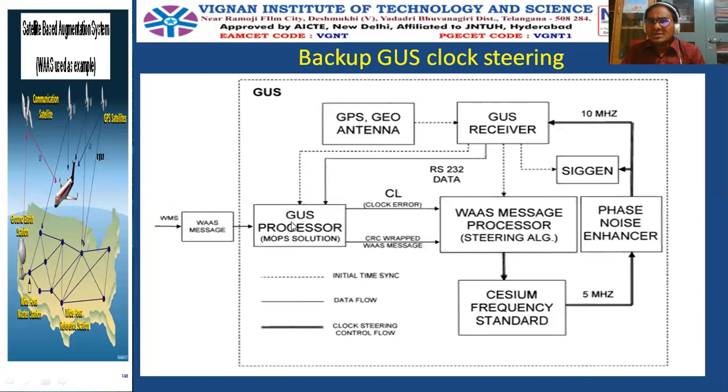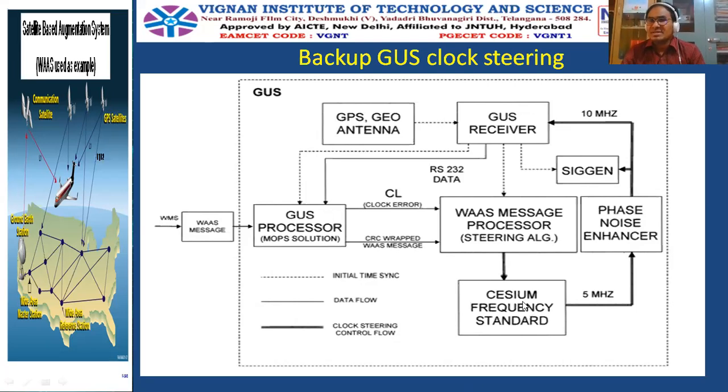So the GUS processor will produce two outputs: any clock error, or any error in the message, where a cyclic redundancy check will be done. That is the raw WAAS message, and that will be the input for the WAAS message processor. Taking these inputs, this processor will do the corrections, if any are suggested by the data. Then from there, it will give the inputs for the clock correction to the cesium frequency standard.